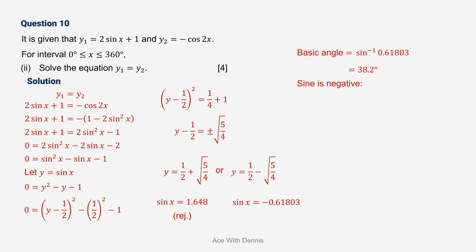Since sine is negative, the angle will be in quadrant 3 and quadrant 4. Hence, in quadrant 3, the angle is 180 degrees plus 38.2 degrees, and in quadrant 4, the angle is 360 degrees minus 38.2 degrees. Hence, x equals 218.2 degrees and 321.8 degrees, rounded to 1 decimal place. Remember, for angles in degrees, you need to round to 1 decimal place.